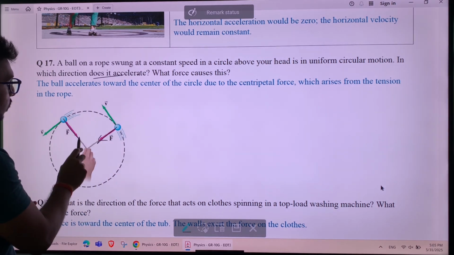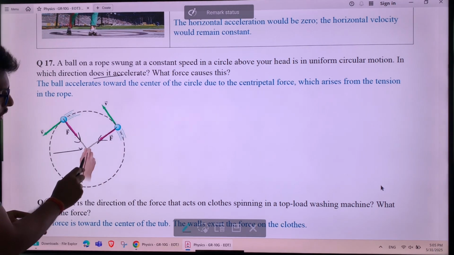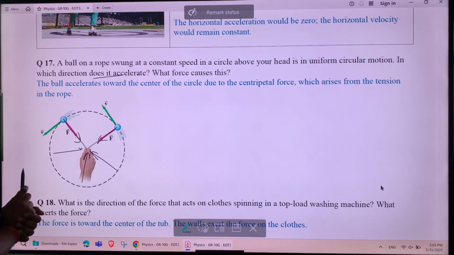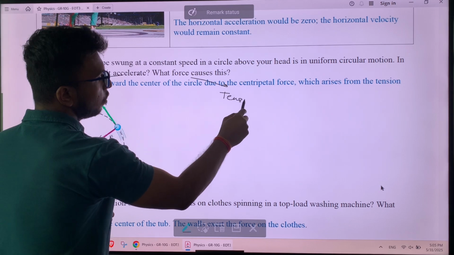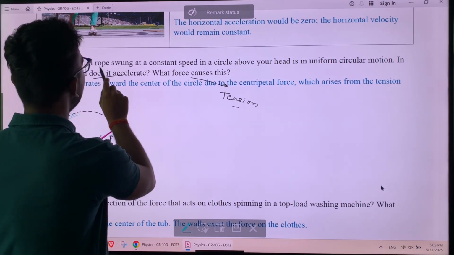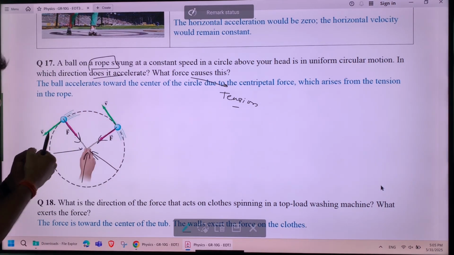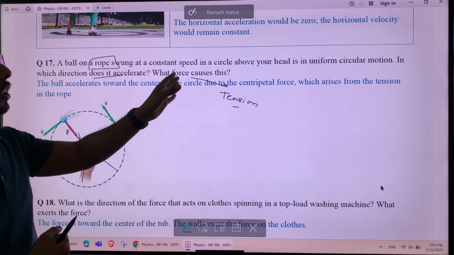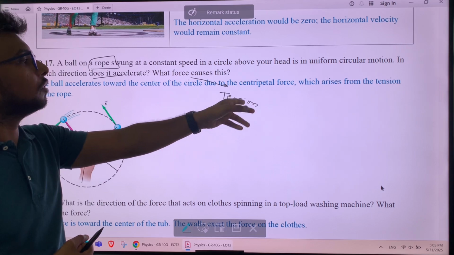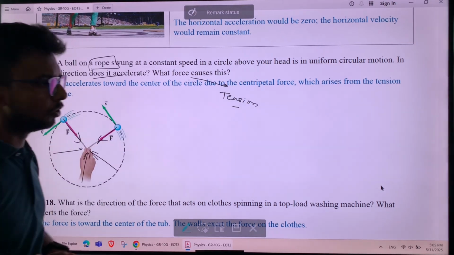It accelerates towards the center. The force is towards the center all the time. What force causes this? Tension. Why tension? Because there is a rope. The rope is constantly pulling it. The ball accelerates towards the center of the circle due to the centripetal force which arises from the tension in the rope. So the answer is given.